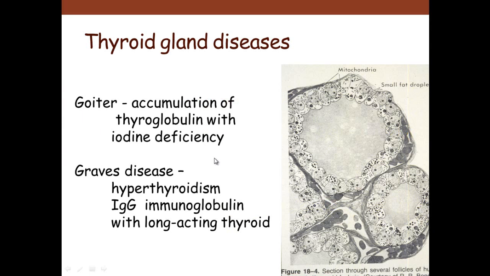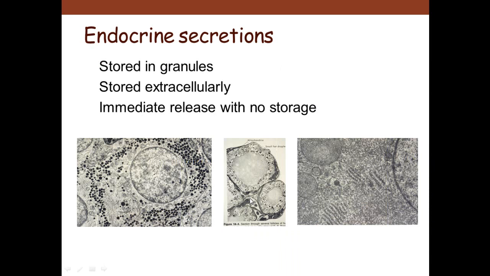Also, there's Graves' disease. Graves' disease is a hyperthyroidism, too much thyroid hormone, caused by IgG with long-acting thyroid stimulation. So it looks like TSH in terms of the effect that it has on the thyroid. So hyperthyroidism, Graves' disease. Now, endocrine secretion can be stored in granules, and we have that in the pituitary.